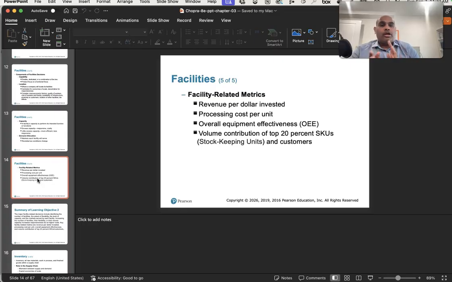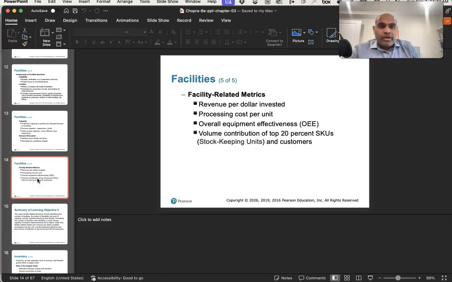So remember that now we are in the realm of descriptive analytics. And when you're talking about descriptive analytics, you need to talk about the metrics that are important. And the facility metrics that are always important are revenue per dollar invested, right? Processing cost per unit. These are all important numbers. Overall efficiency, right? How efficient is a product? And another important one is the volume contribution of the top 20% of SKUs and customers.